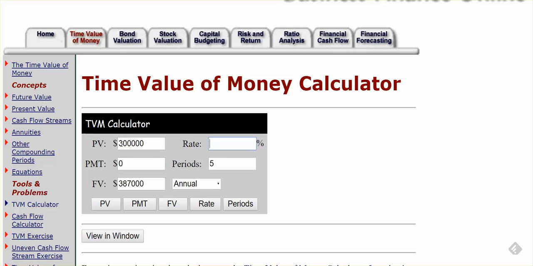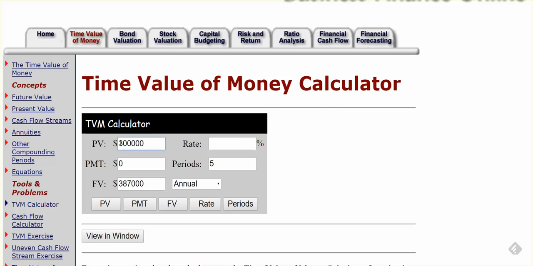Most financial calculators let you input inflows and outflows. I'm not sure how this one works, so I'm going to go ahead and compute rate, and it basically says it can't compute the rate because I didn't tell it which of these cash flows was an inflow and which was an outflow.